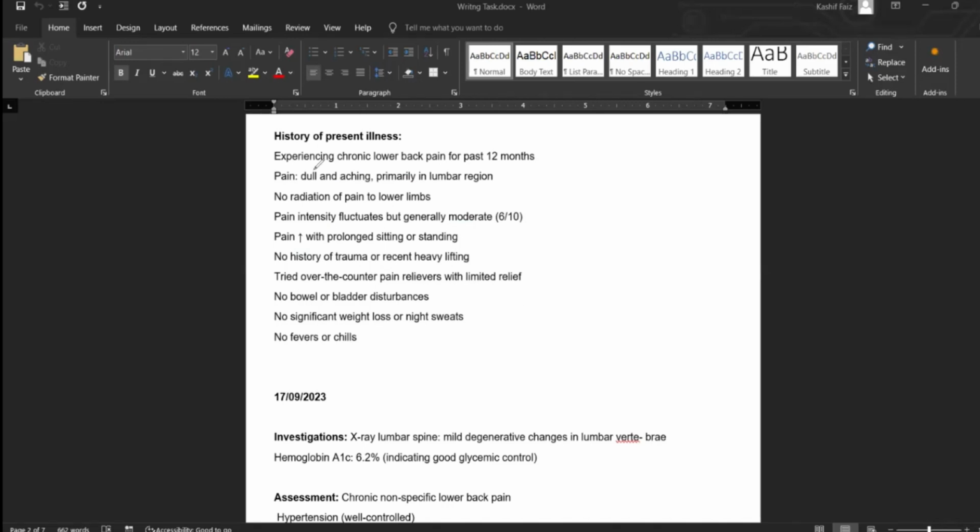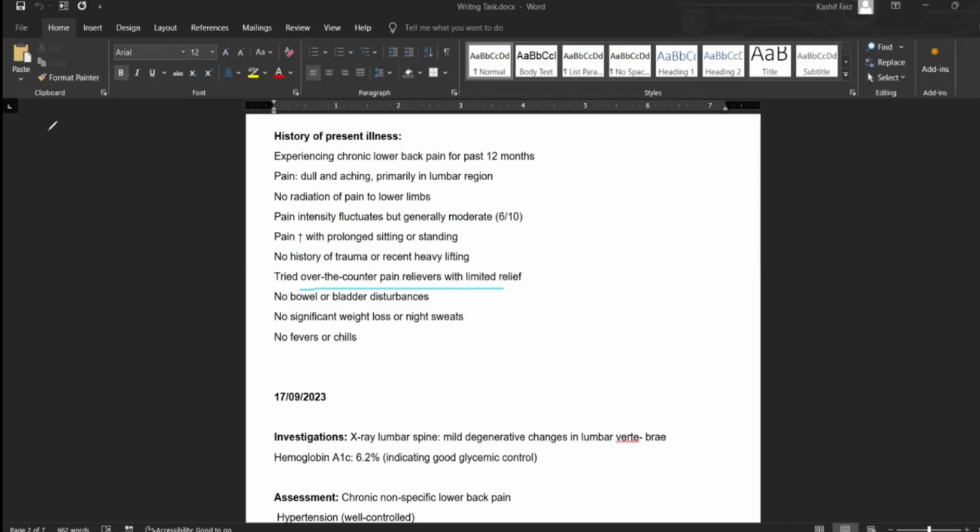So, what we have seen so far is that he has been experiencing chronic lower back pain for the past 12 months, which is dull, aching, non-radiating, mild to moderate in intensity, and the pain fluctuates and increases with prolonged sitting or prolonged standing. That's it. The one thing we have seen so far is there is very limited relief with the ibuprofen that this patient has been taking over the counter.